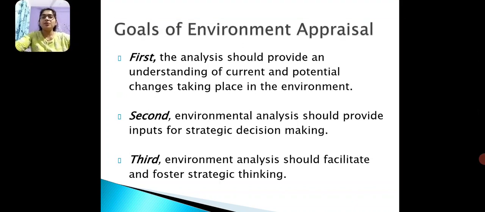So why do we have to do this environment appraisal? What are the goals? First and foremost, to understand what's happening, what changes are happening in the environment. Second, to provide inputs for strategic decision making. Once I know what's happening around me, then I can formulate my own strategy and take a decision. Third, it should facilitate and foster strategic thinking.